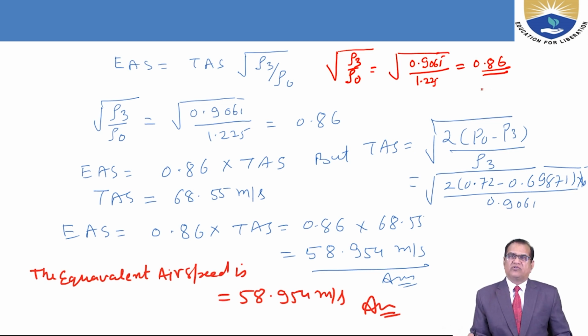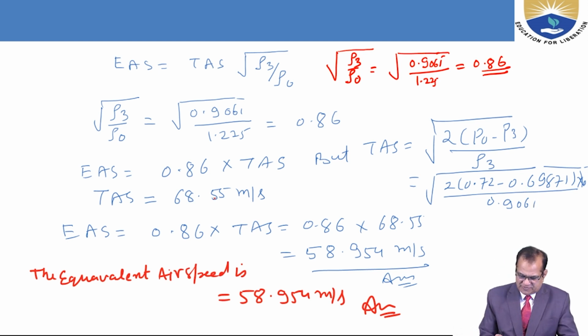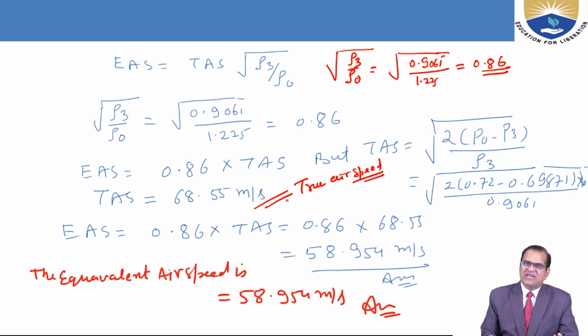Now we have to find the true airspeed, and we know that true airspeed is equal to under root 2 into P naught minus P3 by rho 3. So here 2 into 0.72 minus 0.69871 divided by 0.9061. There you will get the true airspeed as 68.55 meter per second. This is the true airspeed. So now it is very easy to find the equivalent airspeed.